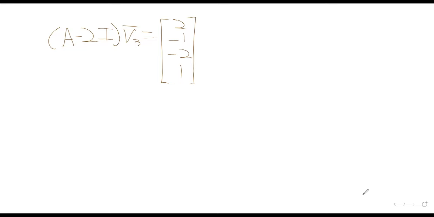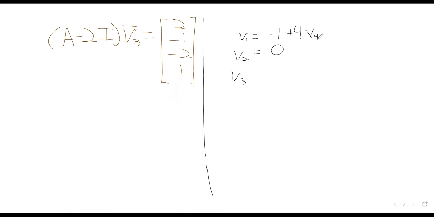And now we can get another generalized eigenvector. What we get from this is V1 equals negative 1 plus 4 V4, V2 equals 0, V3 equals 1 minus 3 V4, and then the useless, or at least the vacuous trivial statement that 0 equals 0. And see, V2 is 0.